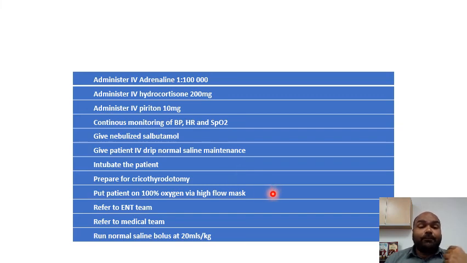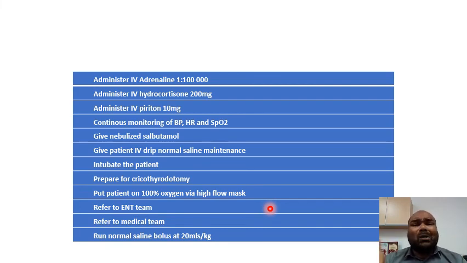Put patient on 100% oxygen via high flow mask. Yes, this is correct. You need to prop up, give 100% oxygen, and try to improve the oxygenation as much as possible. Refer to ENT team and refer to medical team is correct. ENT, if you're having airway difficulties, medical team for the management of the anaphylaxis.